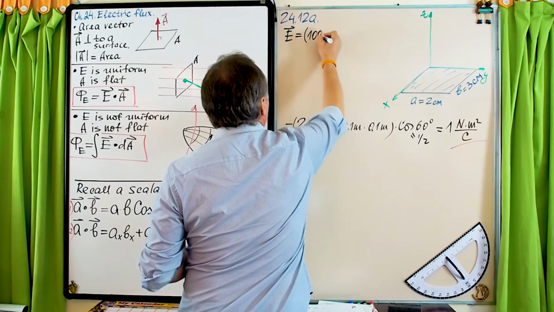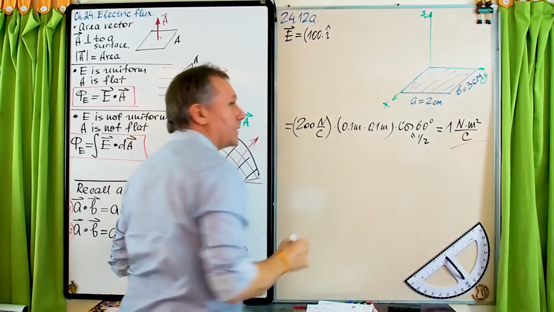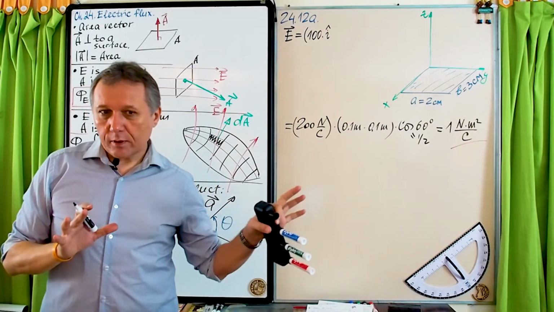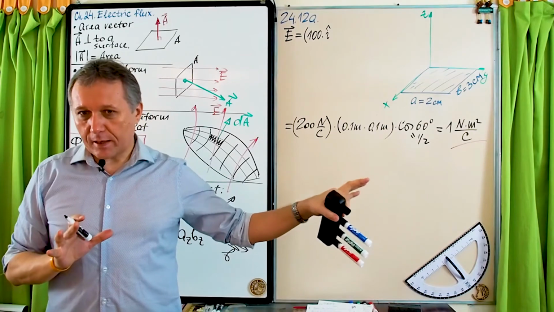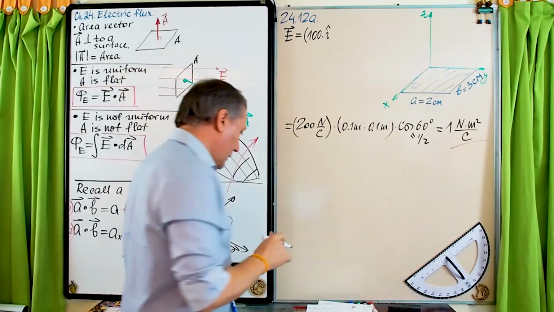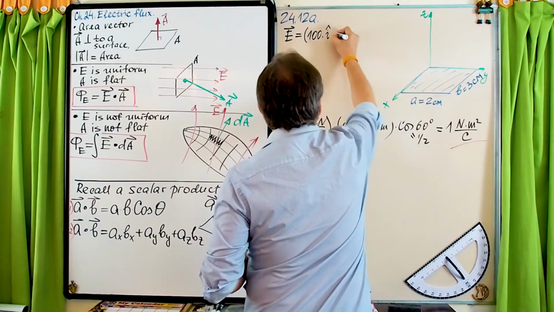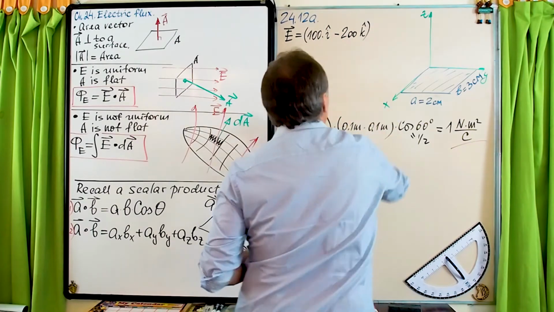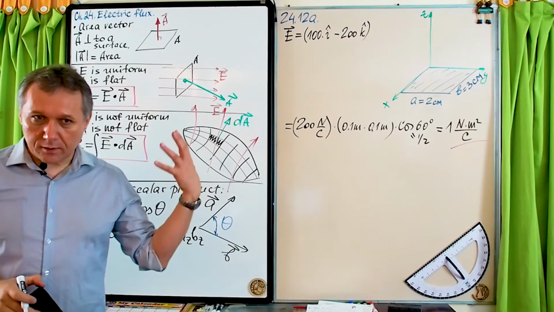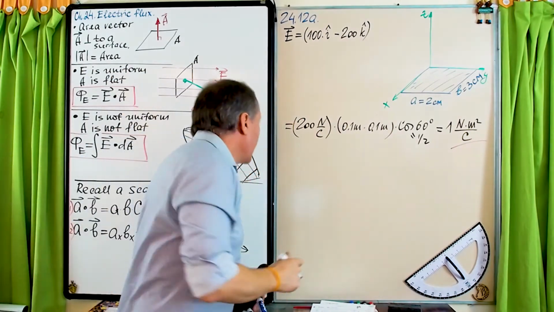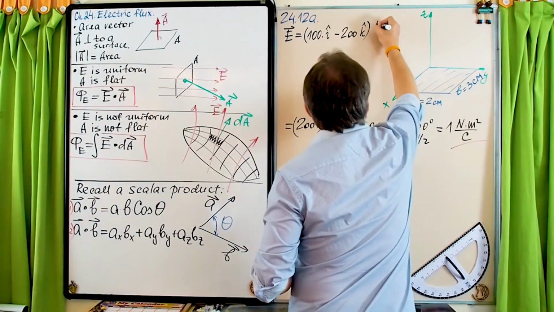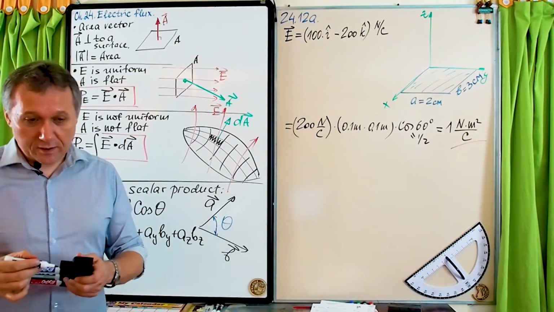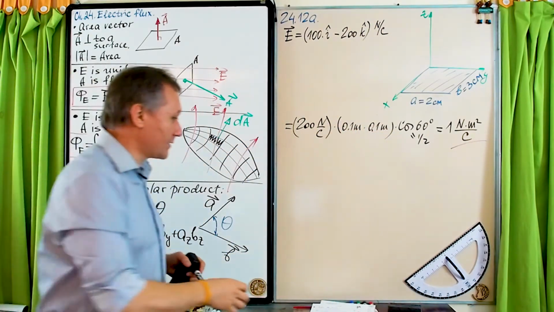100 times i hat. Again, you remember what is i hat? It's a unit vector showing the positive direction of the x-axis, right? i hat. Then minus 200 k hat. k hat, unit vector in the positive z direction, right? And of course, units, newtons per coulomb. So that's the electric field, that's the surface. And again, the same question, what's the electric flux?